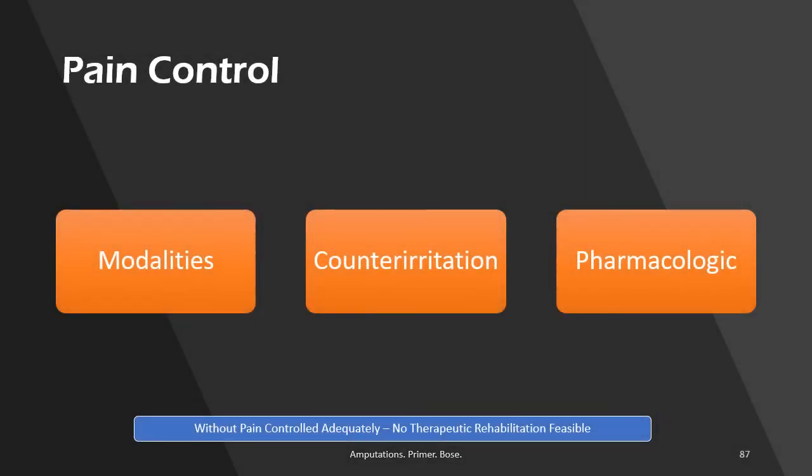Pain control is paramount after amputation because the surgery is very painful. Without adequate pain control, any semblance of rehabilitation is virtually impossible. The PT techniques involve modalities and counter irritation. Cryotherapy using ice bags or more advanced technology is the most effective modality. Counter irritation refers to rubbing the residual stump.